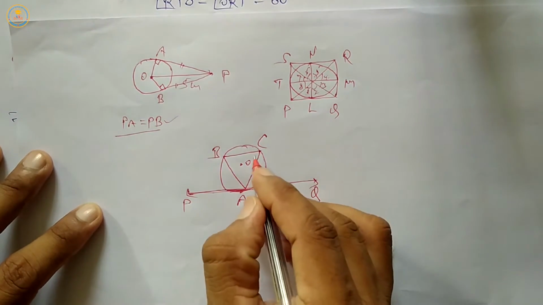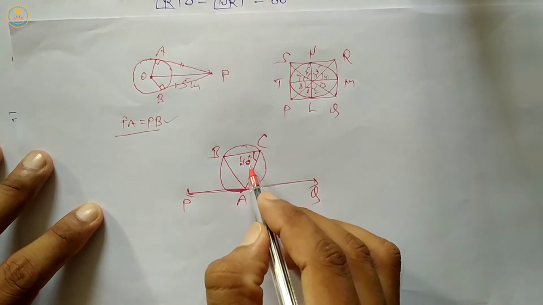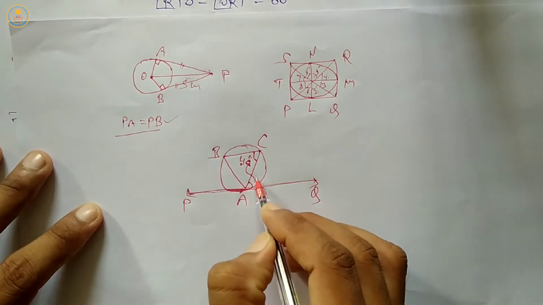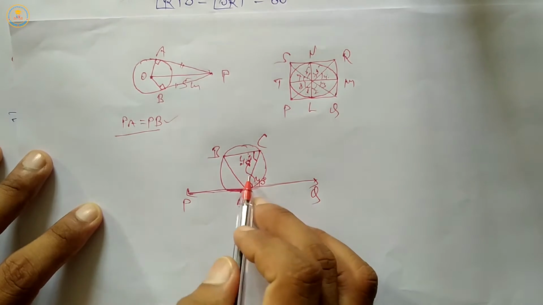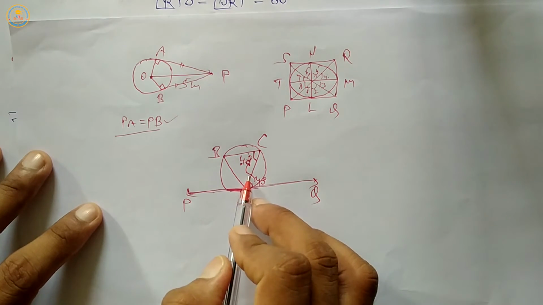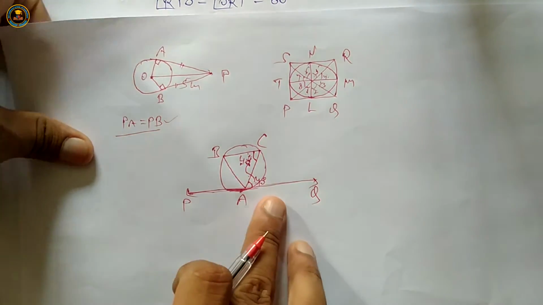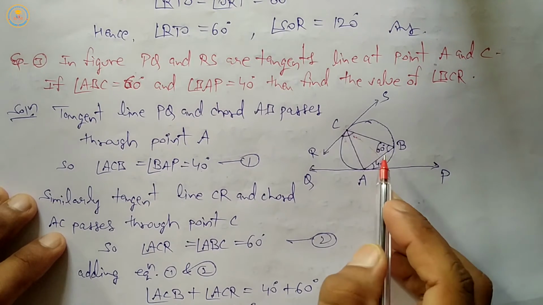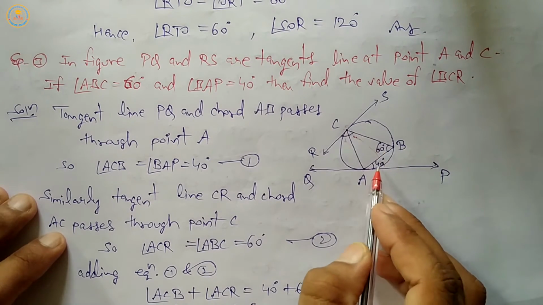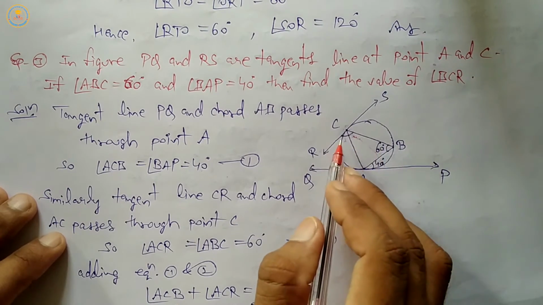Now, triangle ABC. This angle is given as 40 degrees. Angles made in the same segment are equal, so this angle is also 40 degrees. Alternate angles or angles made in the same segment: therefore this one is 40, this one is also 40, and this one is 60. Only a simple theorem is used in this question.